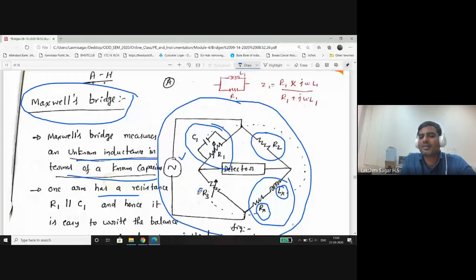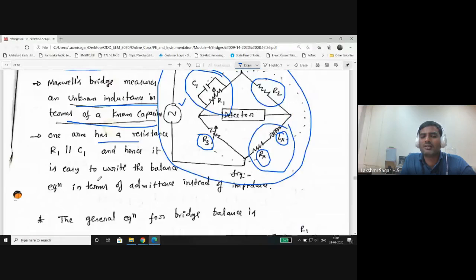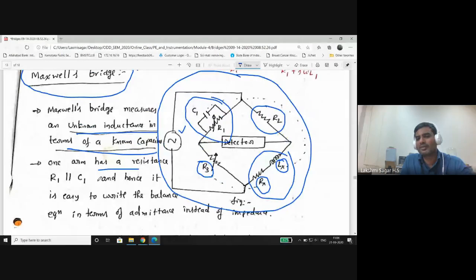And this R3 is a variable resistor, R1 and R3. It is used for tuning to balance the bridge. The general equation for the bridge balance, what is the general equation now?